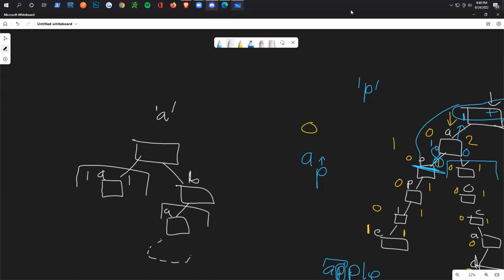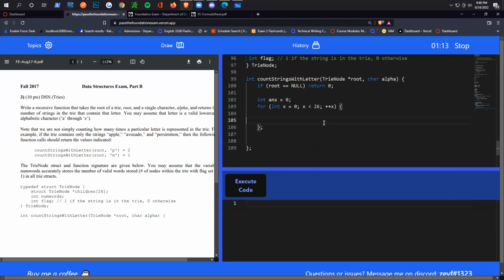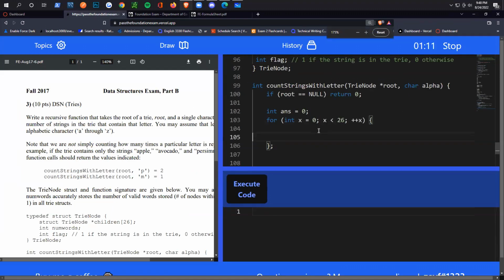So you have to end up recursing down all possible paths to get any possible word that might have a P somewhere, or whatever letter you're looking for. So you're going to iterate through all 26 children of the trie. As you iterate, you're going to want to check, and there's going to be a check that'll stop things in time, I guess.